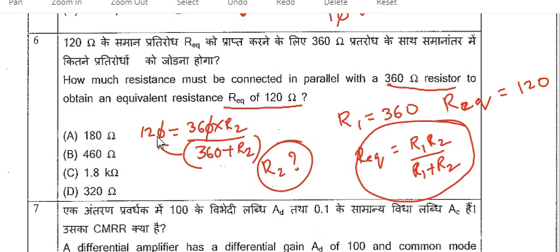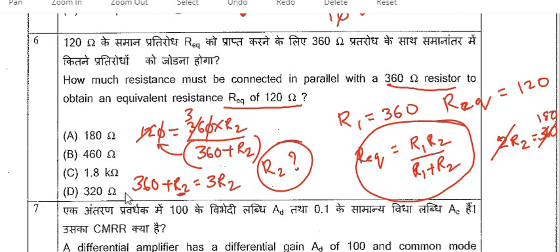So we can directly do it from here. The zeros get cancelled, and 12 ones are 12, 12 threes are 36. Therefore 360 plus R2 is equal to 3R2. If we send this R2 to this side, it becomes 3R2 minus R2, so 2R2 is equal to 360. R2 is equal to 180. So this is the answer, 180 ohms.